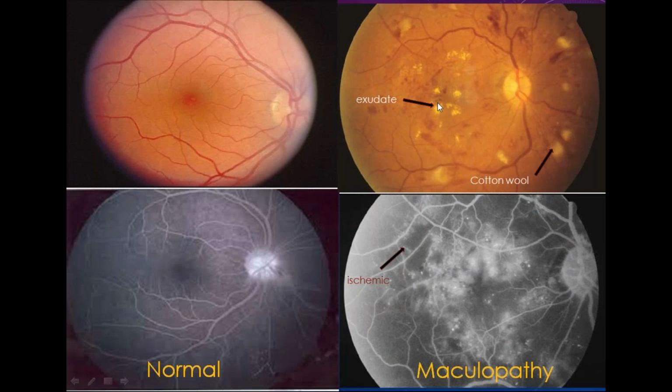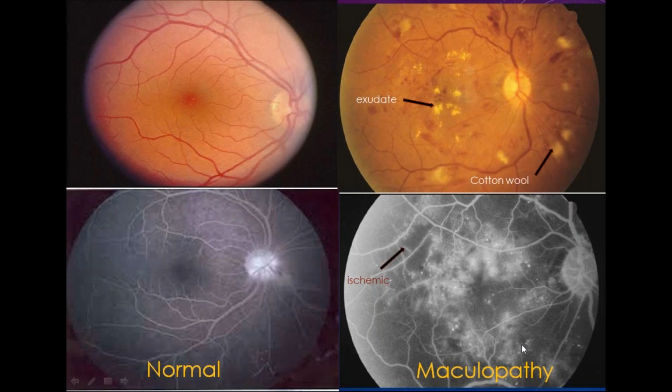This is a picture showing hard exudates. These are the hard exudates. This is a cotton wool spot. This is a normal retina, and this is diabetic maculopathy, where you can see multiple hyperfluorescent areas in the macular area. These are the ischemic areas. Capillary dropout is called ischemic area. This black one is called ischemic retina because there is capillary dropout in this region. It leads to ischemic retina.